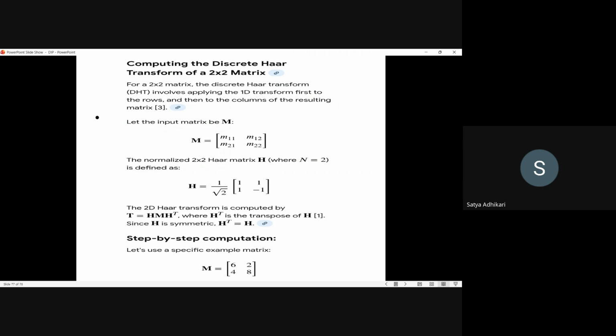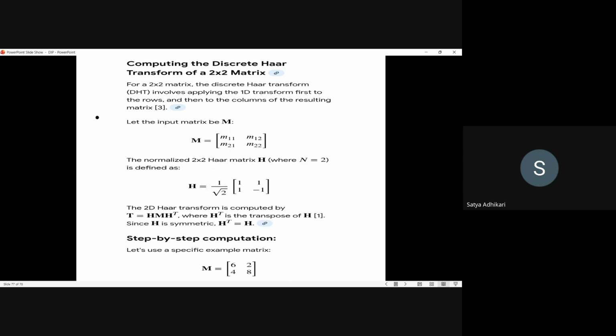For a 2 cross 2 matrix, the discrete Hart transform DHT involves applying the one-dimensional transform first to the rows and then to the columns of the resulting matrix. We have already known that it is used for the rows, followed by the columns. Let the input matrix be M, and suppose M is given as M11, M12, M21, M22. The normalized 2 cross 2 matrix, which is given in the previous example, n equal to 2, is defined as H equal to 1 by root 2 times [1 1; 1 -1]. So this is the normalized 2 cross 2 matrix.